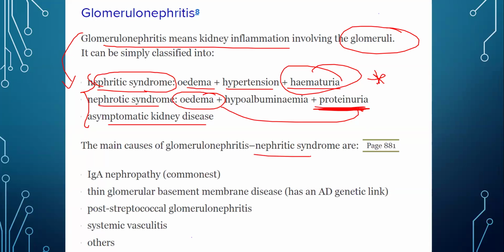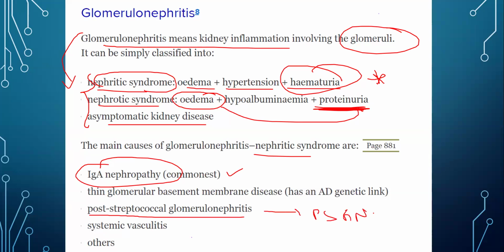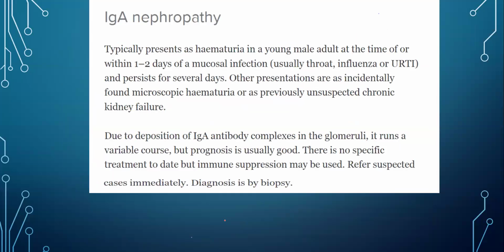Okay. Now, there are lots of causes of nephritic syndrome. The most common cause in Australia is IgA nephropathy. There is also post-streptococcal glomerulonephritis, which is PSGN. PSGN is not that common in Australia, only common in Aboriginal and Torres Strait Islander, which is the indigenous population. Then it can be thin glomerular basement membrane disease and some other vasculitis. So IgA nephropathy is the commonest cause of nephritic syndrome in a child.